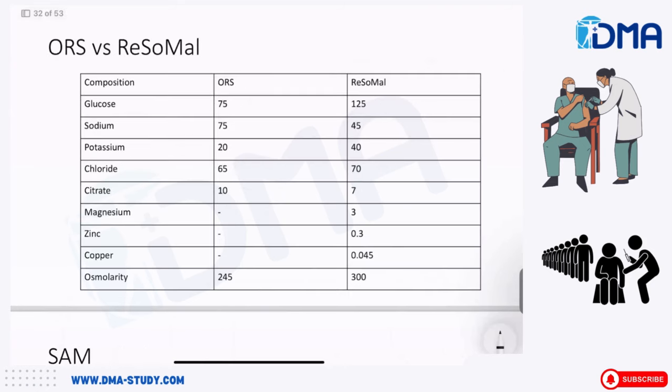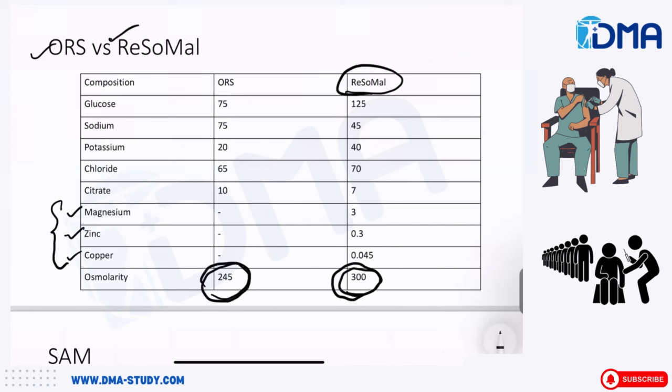Fine. Now I want you to know the difference between ORS, oral rehydration solution, and ReSoMal. In ReSoMal, you have the presence of magnesium, zinc, and copper. So these are micronutrients which are present in ReSoMal. And what is the osmolarity? It is 300, while the osmolarity of ORS is 245. Osmolarity of ORS is 245, while for ReSoMal it is 300. In ReSoMal, you have magnesium, zinc, and copper.